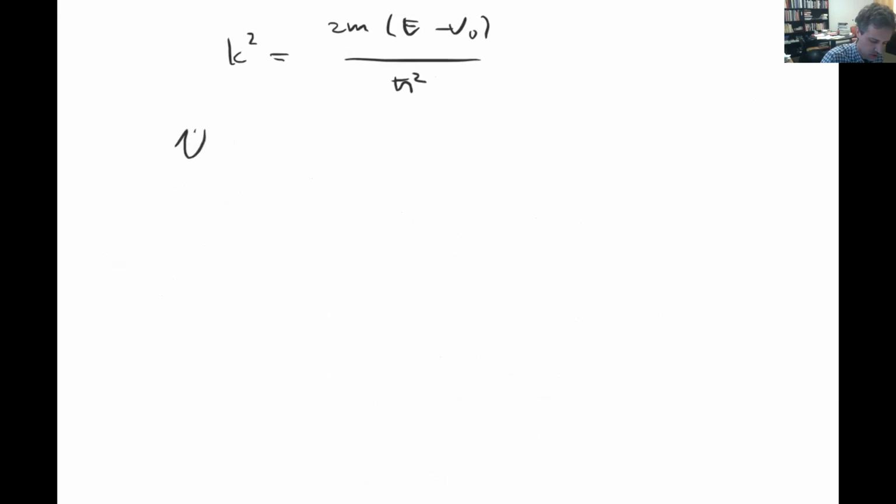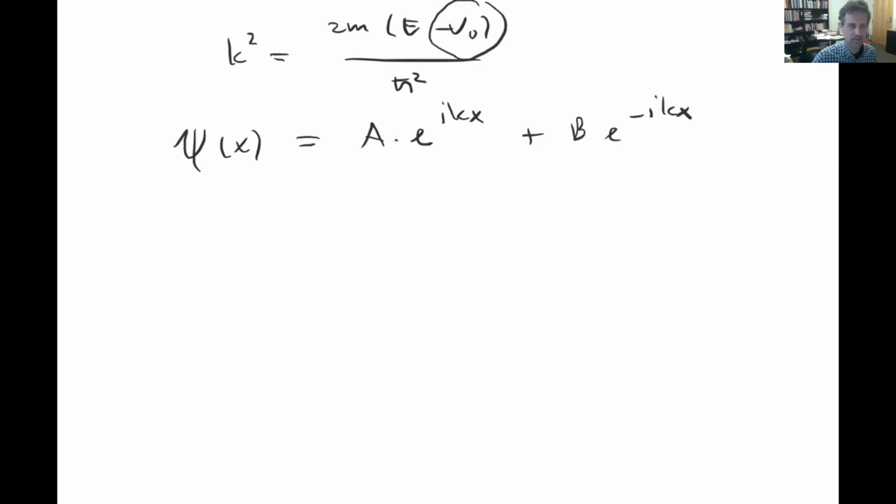So my general solution is still this A times e to the ikx plus B e to the minus ikx. That's still a valid solution where k now is a new definition. The difference is that there is now a potential energy contribution in there. Now, what are the consequences of this? Well, there are some dramatic consequences.